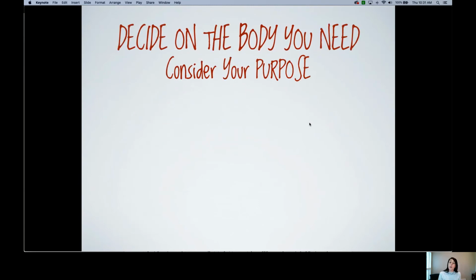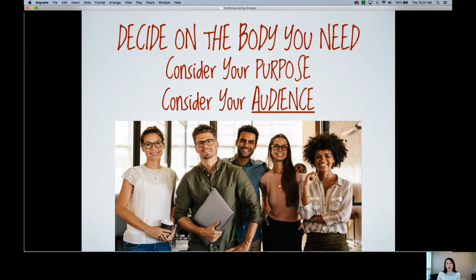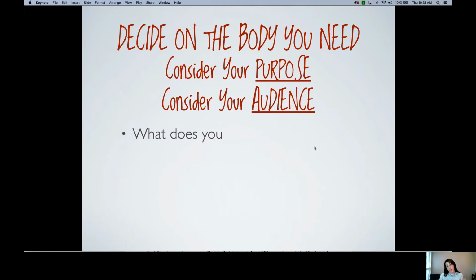We've already considered our purpose. We know why we're speaking and we know what we want for our audience. And we've already started thinking about who our audience is, our very happy, beautiful, multicultural audience here. We need to think about a few questions in relation to the audience.